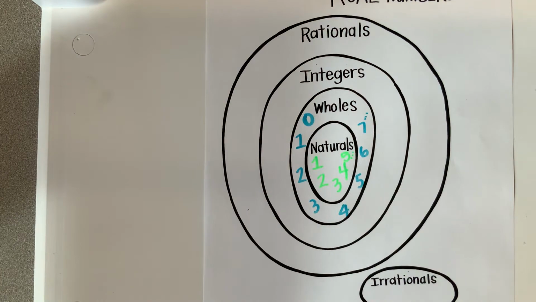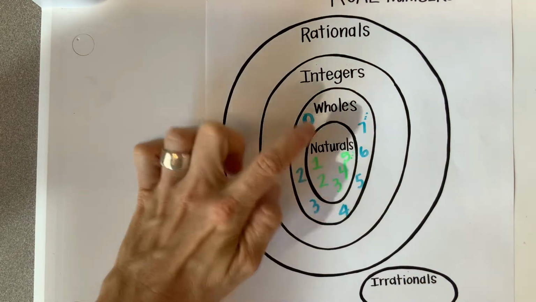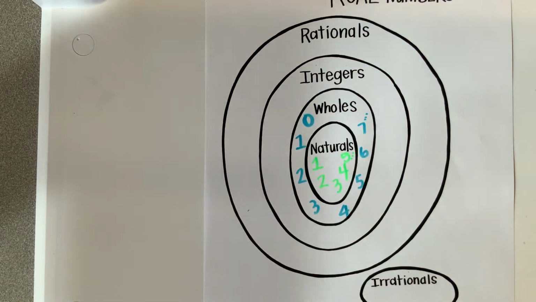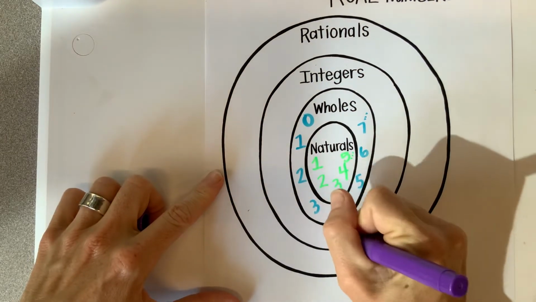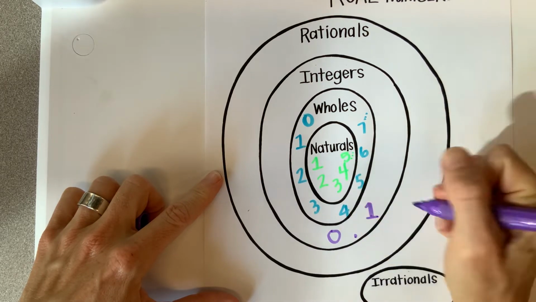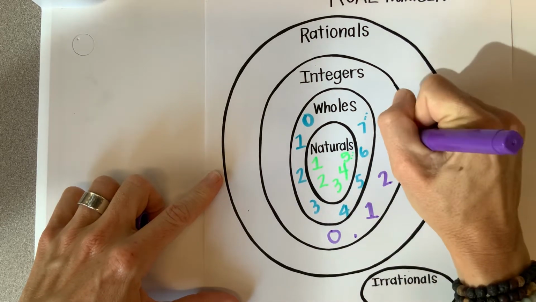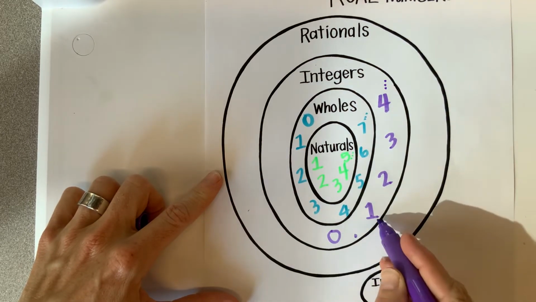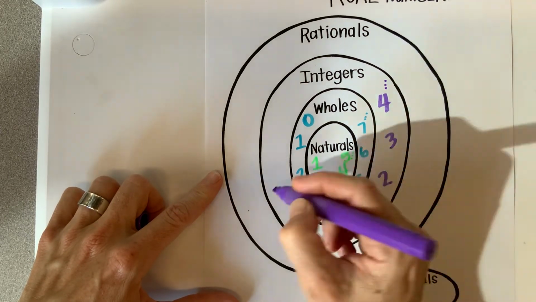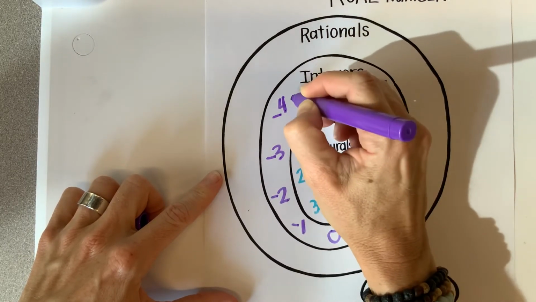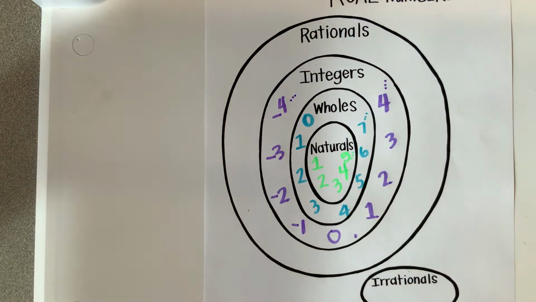Now the next classification of numbers we have are integers. Integers include all of the natural numbers, all of the whole numbers, and their negative opposites. So I'm going to start down here. I'm going to call this 0. So it's going to include your whole numbers. Keeps going, and their negative opposites. So not just 1, but also -1, -2, -3, -4, and so on and so forth.